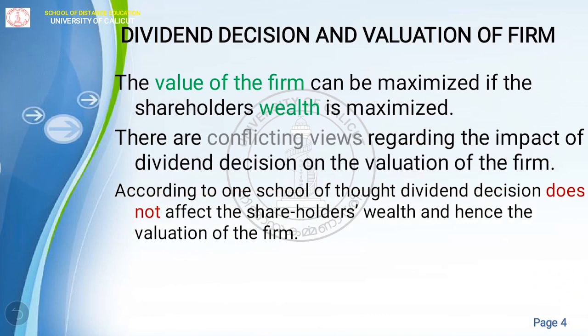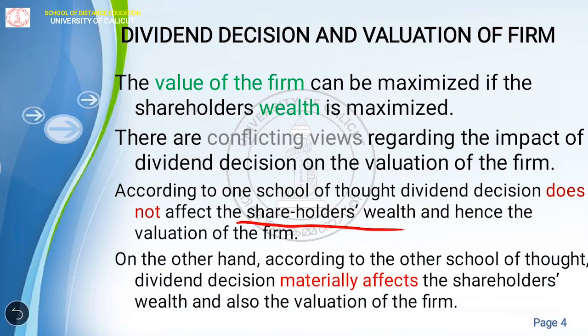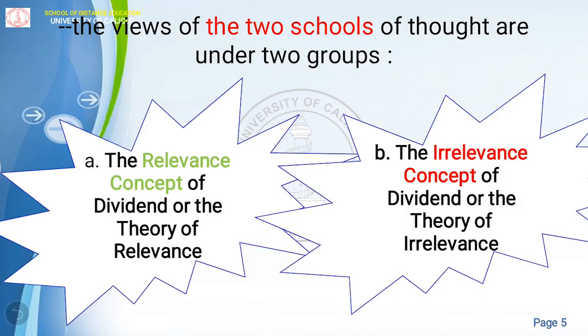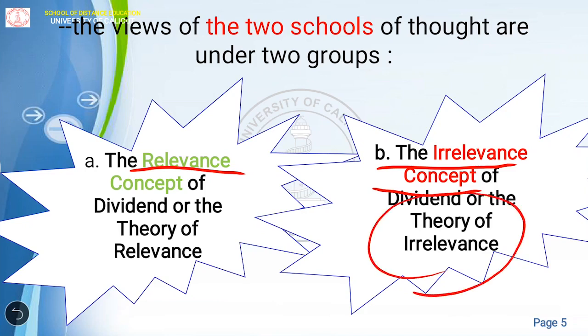Some schools of thought argue that the dividend decision does not affect the shareholders' wealth, and some others argue that dividend decision affects the shareholders' wealth and also the value of the firm. So the discussion is between dividend decision and the value of the firm. Some say that dividend decision affects the value of the firm. Others say that dividend decision does not affect the value of the firm. Based on these two views, we have two schools of thought relating to the models of dividends. One says that dividend is relevant. That concept is called relevance theory. Others say that dividend decision does not affect the value of the firm, so it is an irrelevance concept or the theory of irrelevance. So we have to discuss these two terms, theory of relevance and theory of irrelevance.